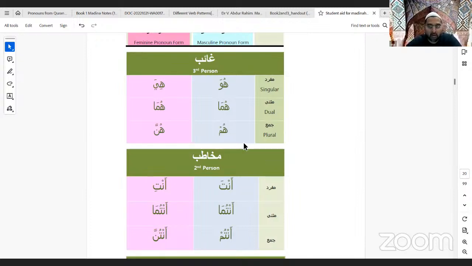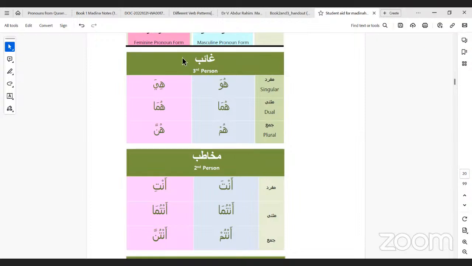Go ahead, Sister Sayeda. Third person: huwa, for male, singular, mufrad, and hiya is for female. Muthanna is dual, and huma is for both male and female. Jama, plural, is hum for male and hunna for female.